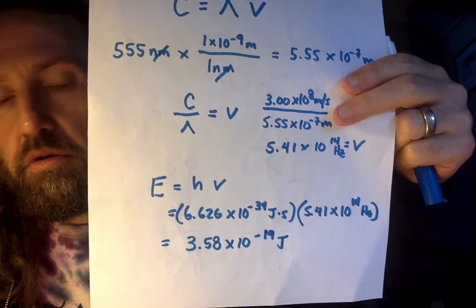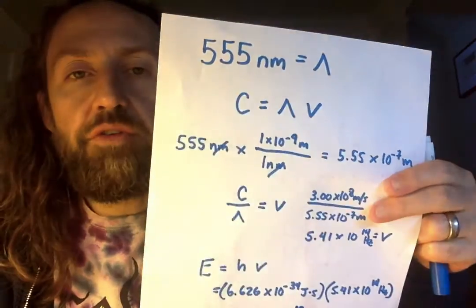5.41 times 10 caret 14 times 6.626 times 10 caret negative 34. And I get 3.58 times 10 to the negative 19th joules. Not too bad. So that's sort of the front way to go about the problem.